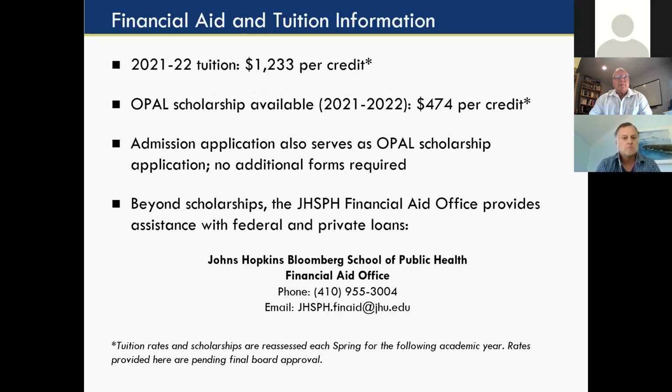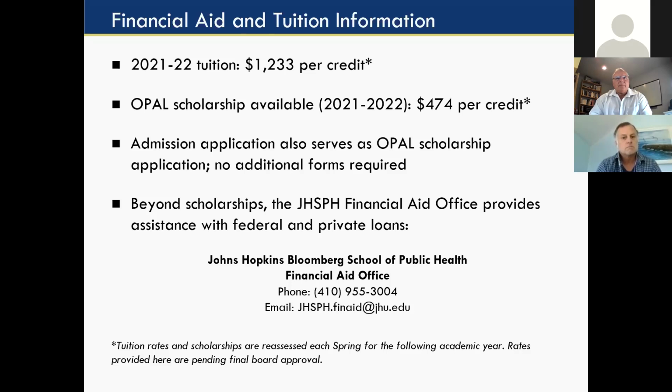To provide insight on the kind of investment you'll be making, we've listed our financial information here, as well as some information about the financial aid office. Pending board approval, the current school year tuition is $1,233 per credit. We do offer a partial OPAL scholarship that covers $474 per credit, which leaves students responsible for that remaining $759 per credit. This scholarship is specific funding to our OPAL programs, which is our online programs of applied learning.